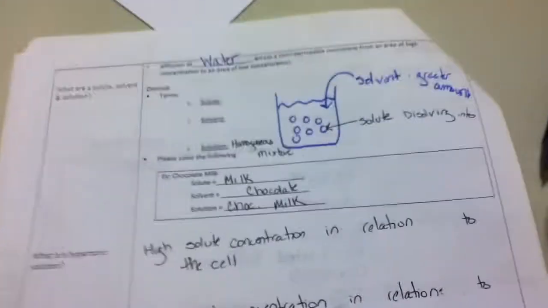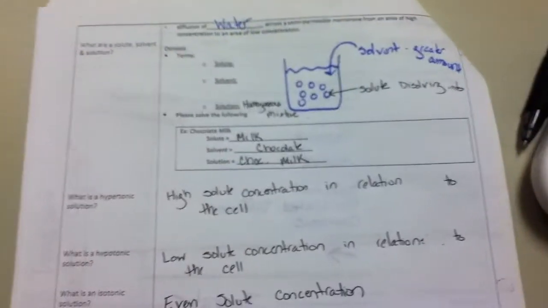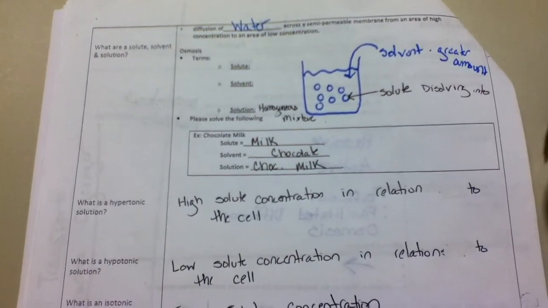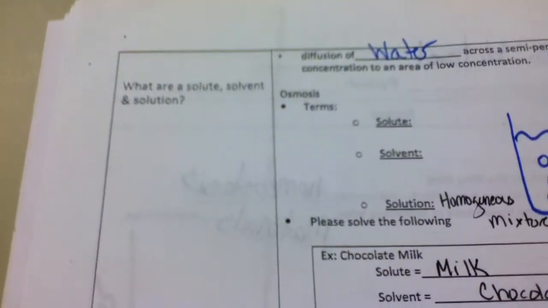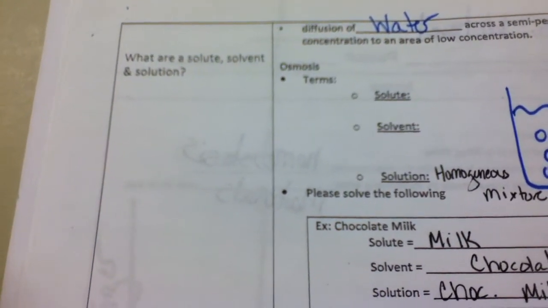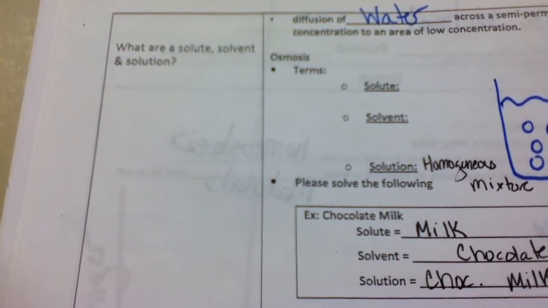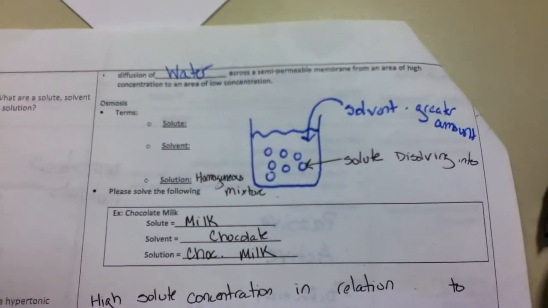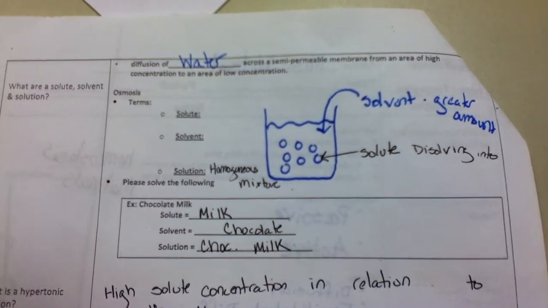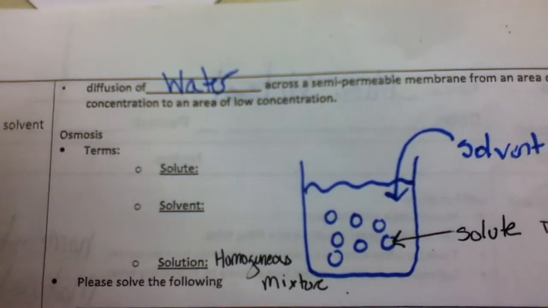Okay, this is the second page of your Cornell notes on transport. The second page says, what are a solute, a solvent, and a solution? We talked about these terms during chapter 2 when we were learning about water and biochemistry. But this top one got cut off a little bit.